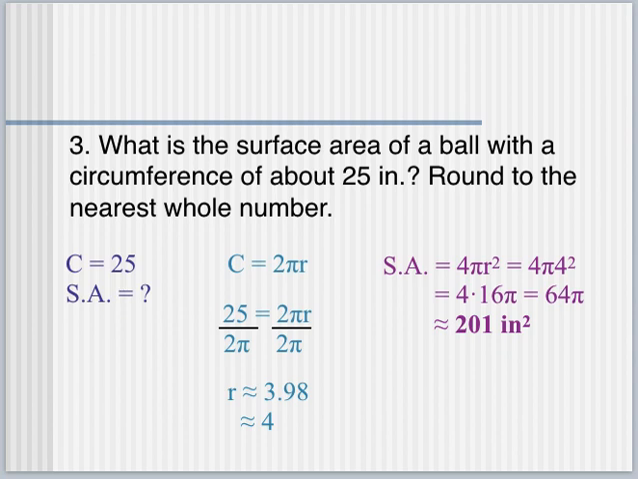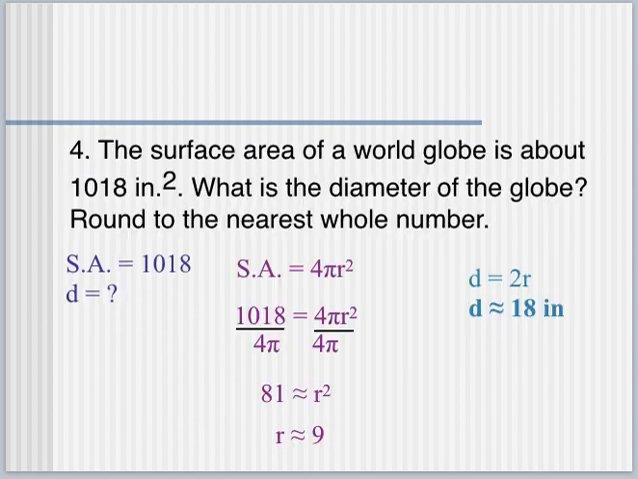Pause here and try question 4 on your own. Go ahead and check your answer. Here they're telling you the surface area this time and asking for diameter. You plug in 1018 for the surface area side of your formula, and you get r squared by itself by dividing both sides by 4 pi. To cancel out the square, you square root both sides of your equation, and you get something fairly close to 9 units long for your radius. Always go back and check and see if you're done. Oh no, they don't want radius, they want diameter. A diameter is 2 radii, so 2 times 9 is 18 inches.